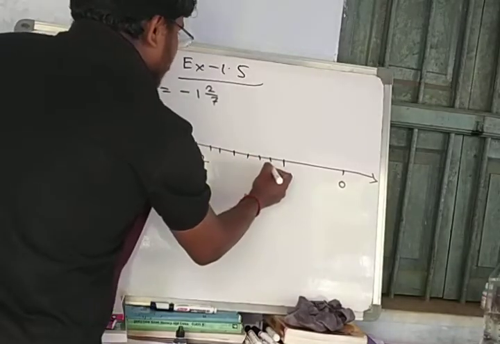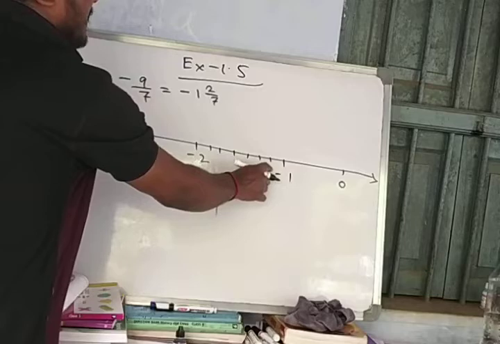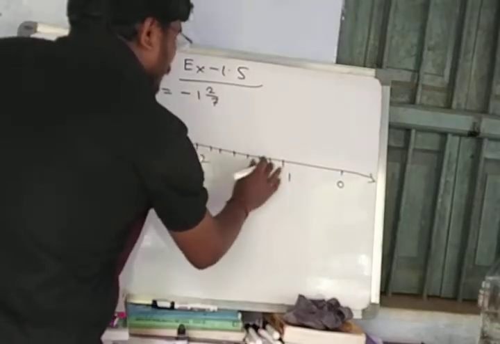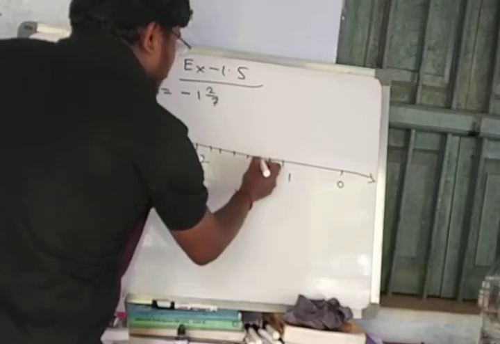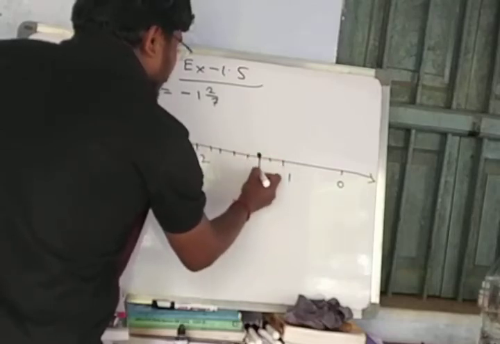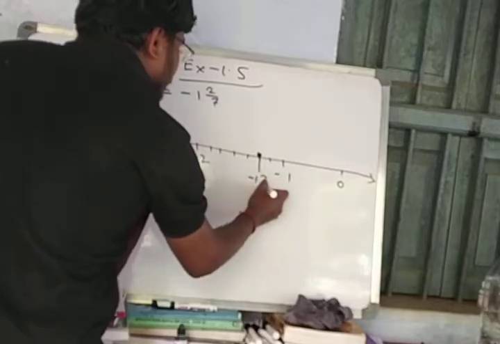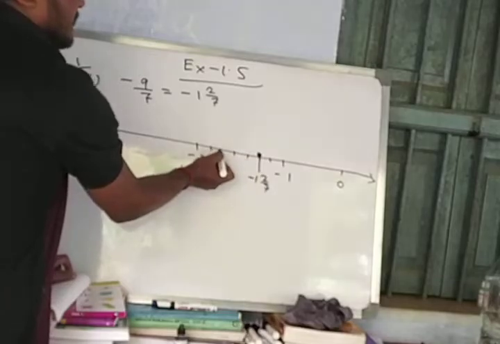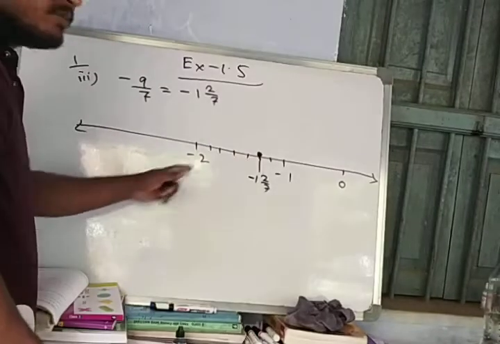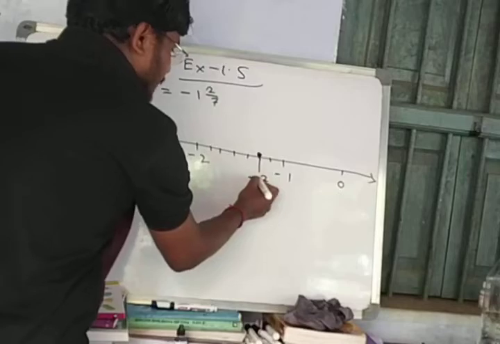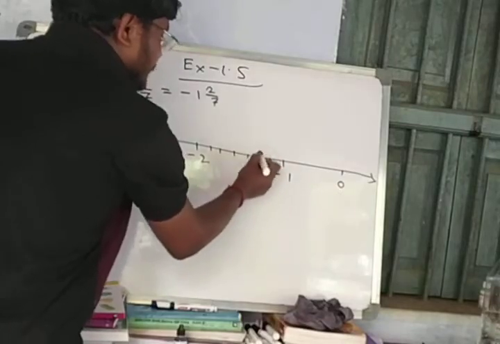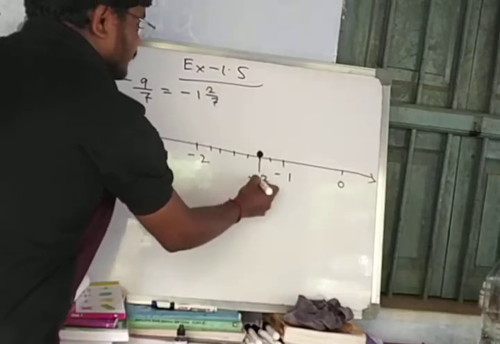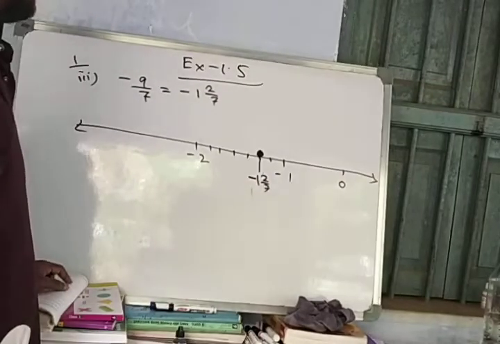This is just minus 1. This is minus 1 1 by 7, then 2 by 7. It will be minus 1 2 by 7. Then 1 by 7, 2 by 7, 3 by 7, 4 by 7, 5 by 7, 6 by 7, 7 by 7 means it is minus 2. So this number you will mark here, and this is minus 1 2 by 7.